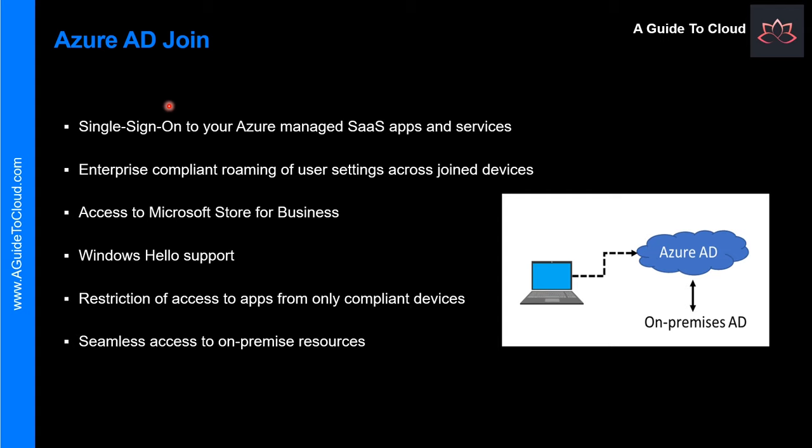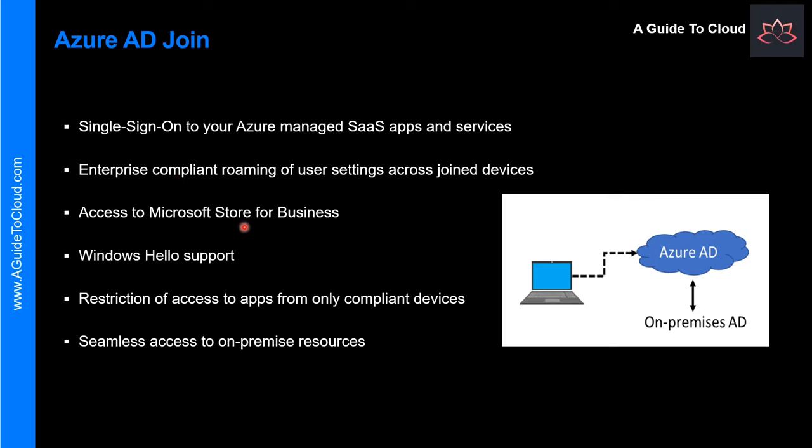Let me take you through a few of those. The first benefit is single sign-on. Your users will not have additional authentication prompts when accessing work resources. The single sign-on functionality is available even when users are not connected to the domain network. The next one is enterprise compliant roaming of user settings across joined devices. So users don't need to connect to a Microsoft account, for example, Hotmail or Outlook, to sync settings across devices.